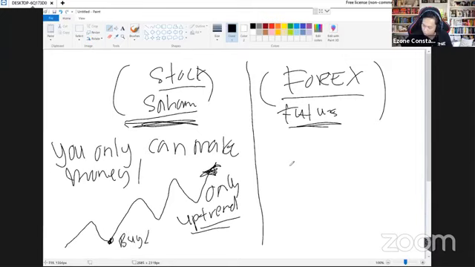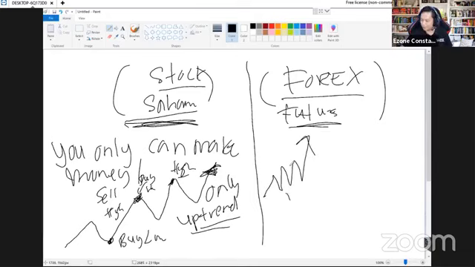Okay, you buy low, you sell high. Or you can buy high and sell higher. That is the only way that you can make money. So far, so good. Now, for the forex market, it's crazy. Going up, you make ching ching, you make money. Going down, you also make money. How many of you think that is very interesting?